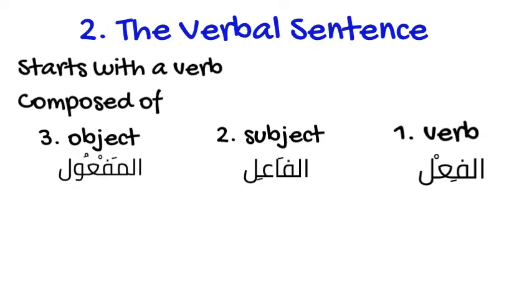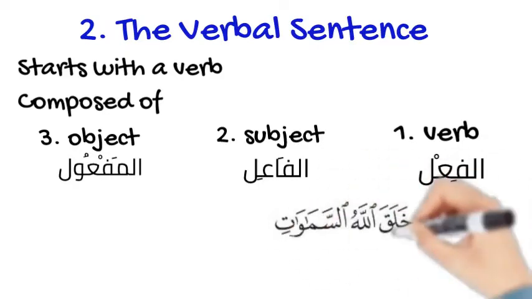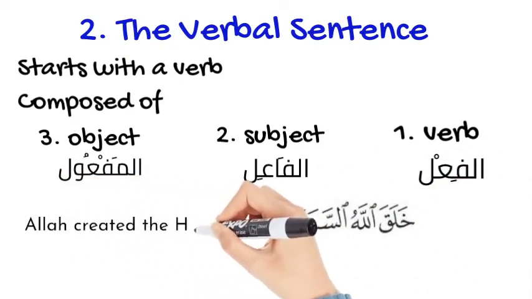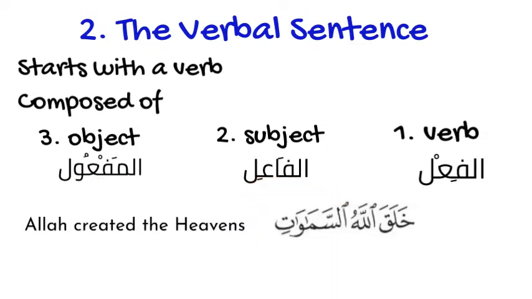Okay, so our first example, خَلَقَ اللَّهُ السَّمَاوَاتِ. Allah created the heavens. So we have the verb first, خَلَقَ. So this means that it's a verbal sentence. And Allah, Lafz al-Jalala, is the subject, the doer of the verb. He is the one who created. And then as-samawat means the heavens, and that's the object. That is what is being created.